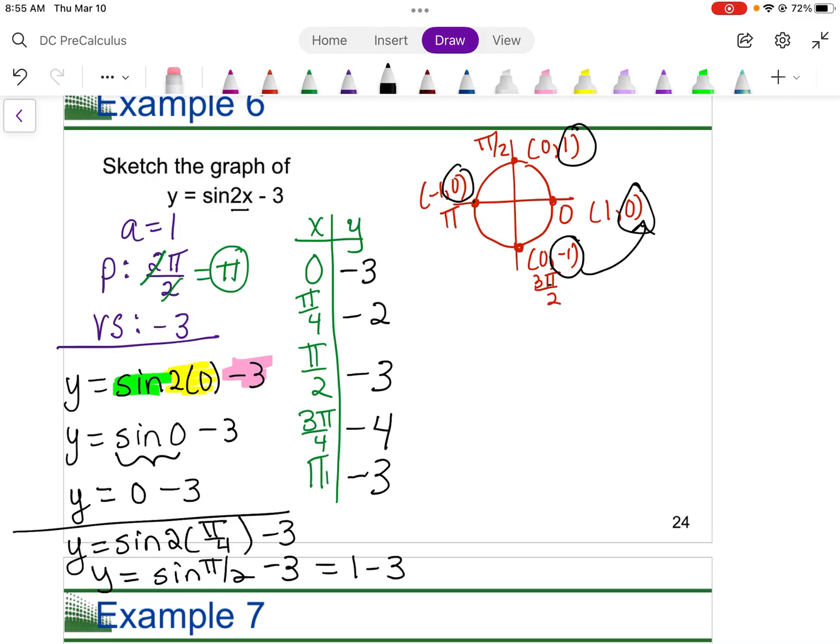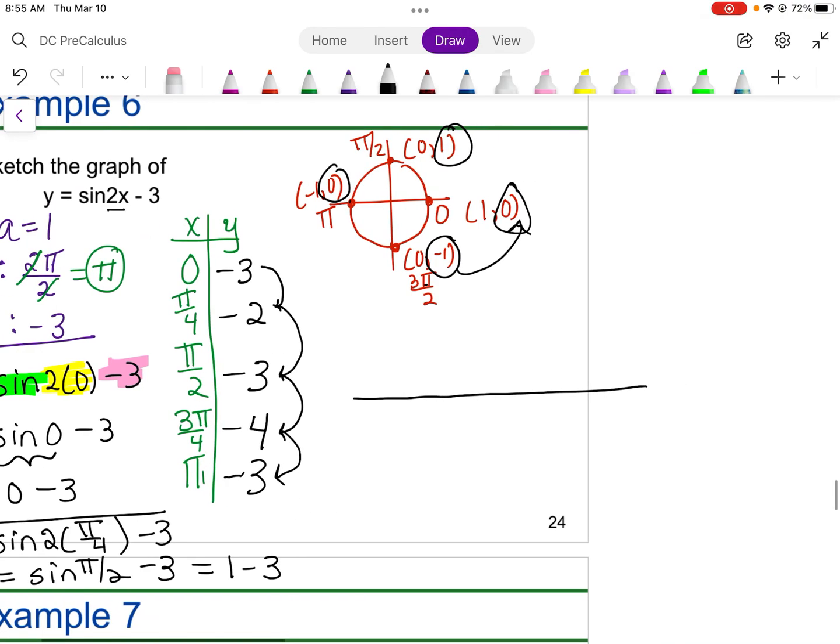0 minus 3, -3. So what's happening is your midline is no longer the x-axis. It's going to be y equals -3. So you're bouncing up and down from -3. So you went from -3 and you went up, and then you went back down to -3, then you went down to -4, and then you went back up to -3. So it's that down, up, down, down, and then back up. We'll see that here when we graph it.